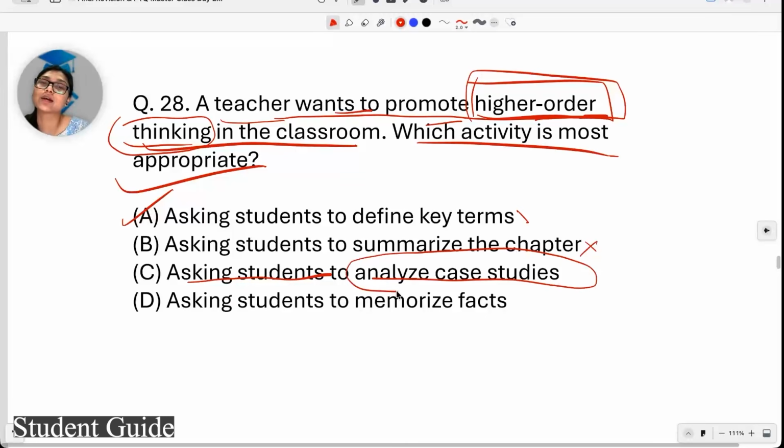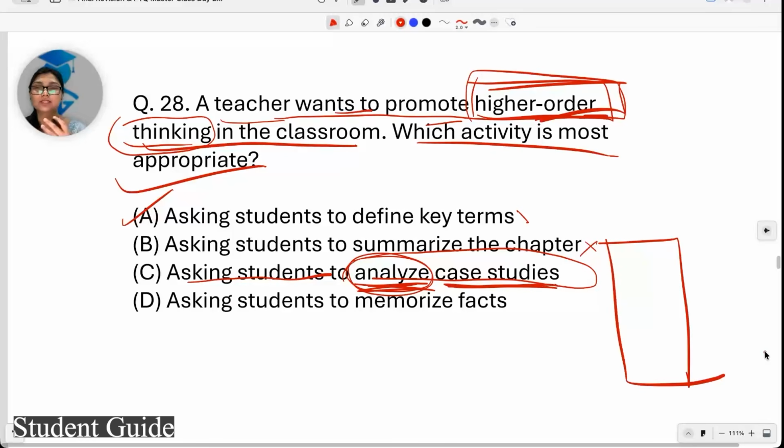Okay, we have got the core term for this. Higher order thinking always has this analysis type of thing. So here option C is saying analyze through case studies. If you are studying a particular case and doing analysis of those results, then it is aligned with higher order thinking. So option C is the correct one.